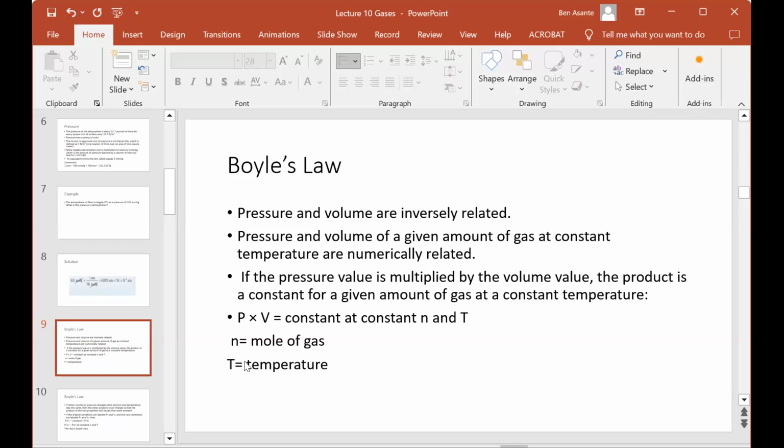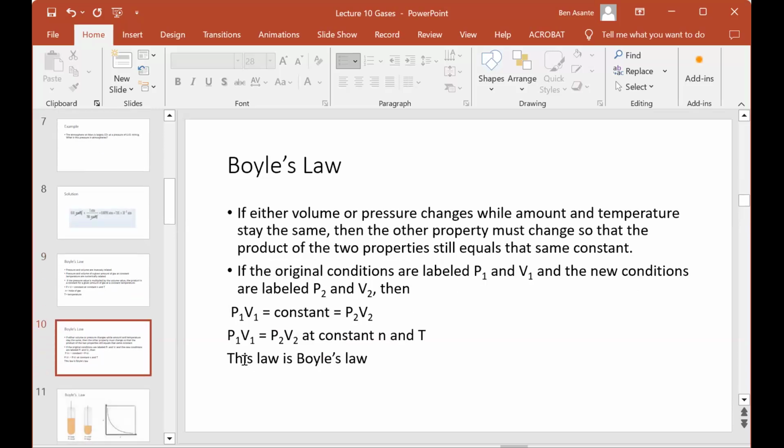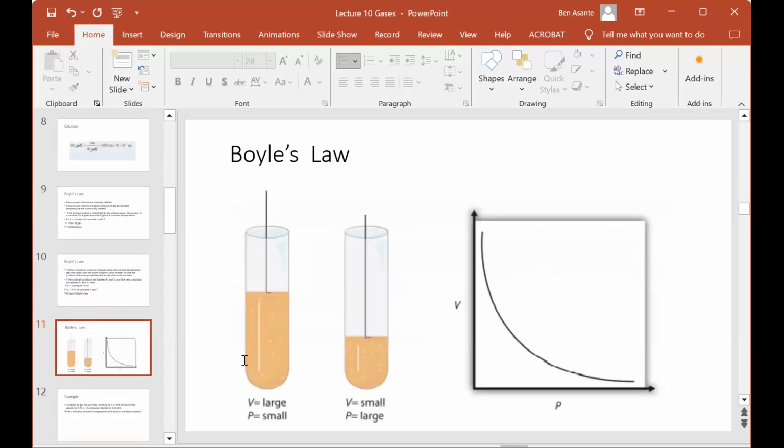Given an amount of moles and a temperature being constant, then P1 V1 equals P2 V2. Given a problem with this, we can just use it to solve the problem. So P1 times V1 equals P2 times V2, and it becomes a constant. This is Boyle's law. So we can do problems with it.